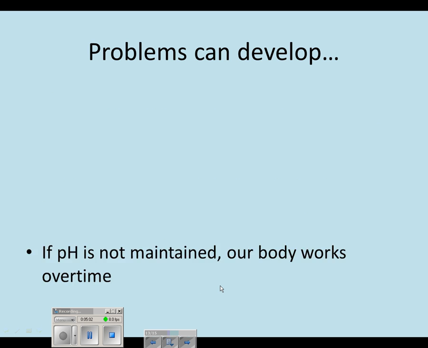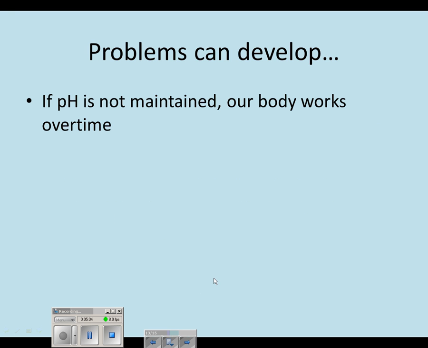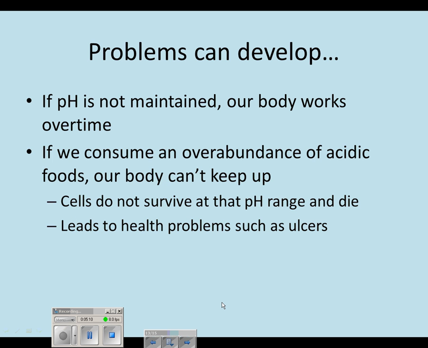We can end up with problems though. So if pH is not maintained, our body has to work overtime in order to get those same functions done. If we consume an overabundance of acidic foods, our body can't keep up with all the acid that we're taking in. So some of the cells don't survive at that pH range and they end up dying. So then our body has to create more cells. But you can end up with health problems.